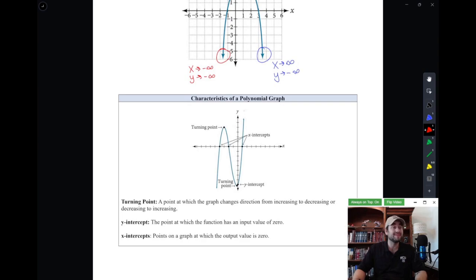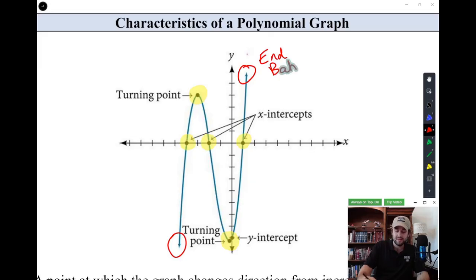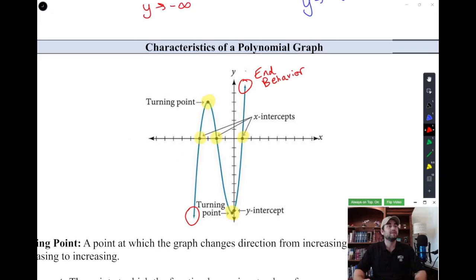Just some names for these things that we've been talking about. We've got turning points, which are local maxes and mins. We've still got x-intercepts, which you've seen 3 or 4 times now. You've got y-intercepts. And you've still got, even though it's not labeled, these 2 arrows talking to you about end behavior. I know it's not labeled, but I think it's worth noting because that's all we've been talking about today. Those arrows tell you a little bit about your end behavior.